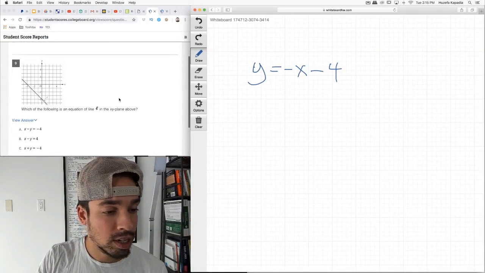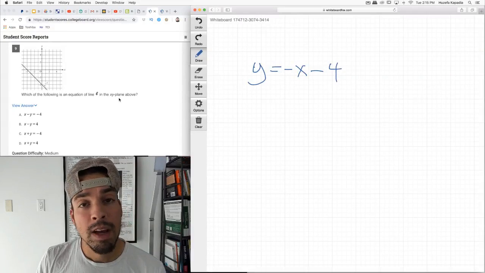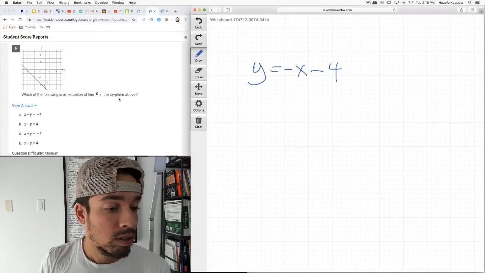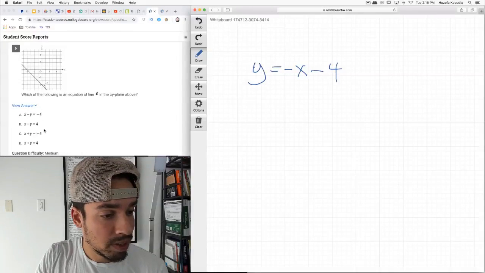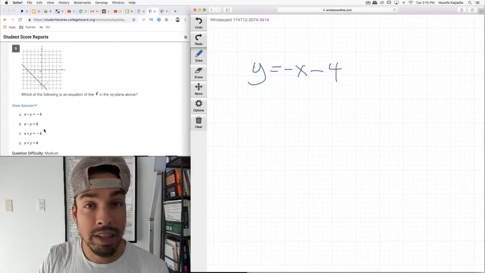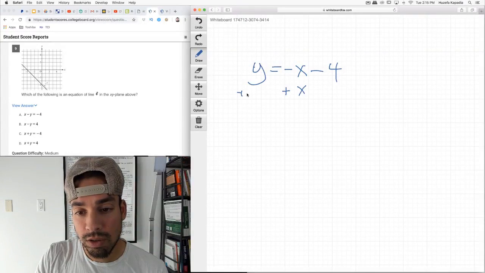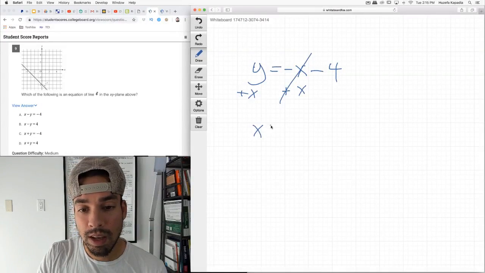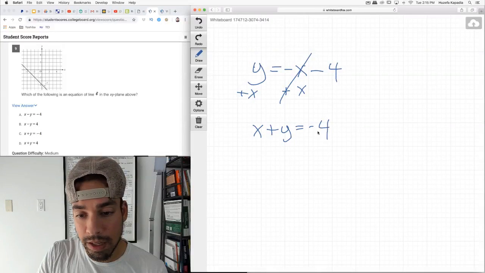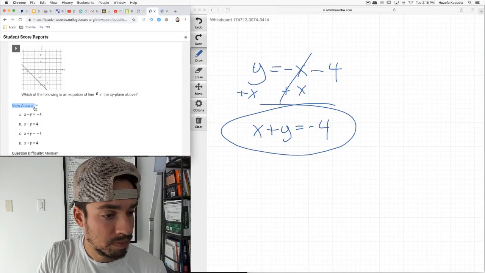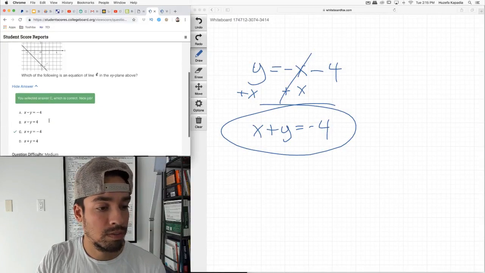Now I just got to match up which one of these is the same. You might be like, well, they have it in a different format. How do I get there? Notice in every option, x and y are on the same side, essentially standard form. That's pretty easy to convert to. All I got to do is add x to both sides, and I've got x plus y equals -4. And now we see it's this guy, C.